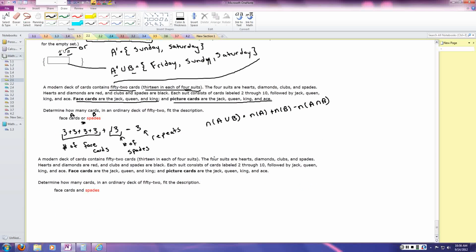In this example, we're using and, so we're really only focusing on the repeats. Here we're looking for how many face cards are spades. I want to know how many of the cards are face cards and spades at the same time. And we know that is 3 from the previous example. There's 3 face cards that are spades.